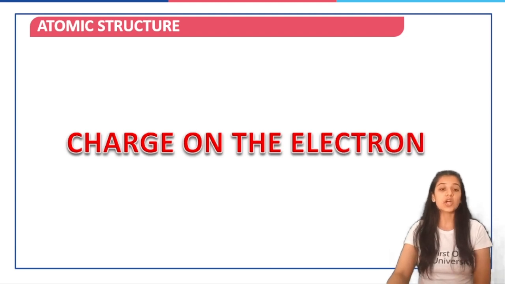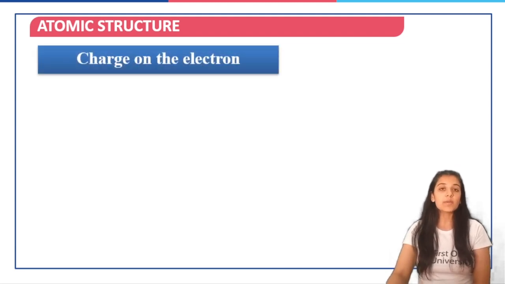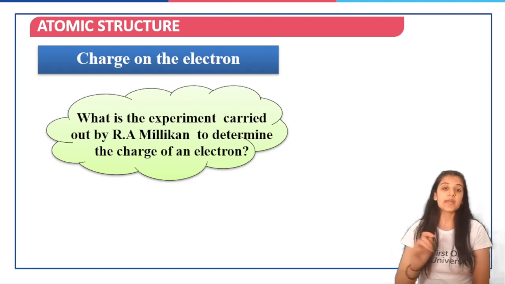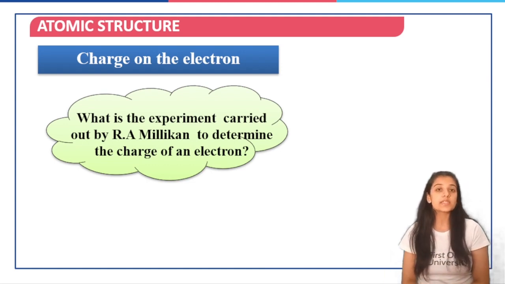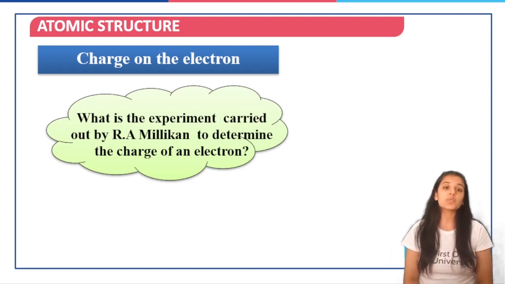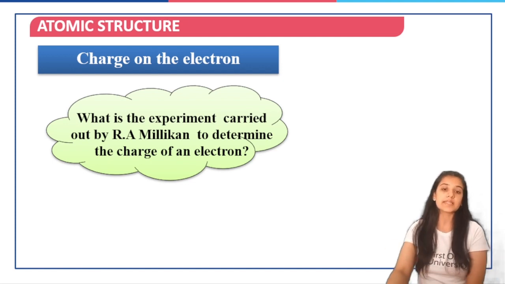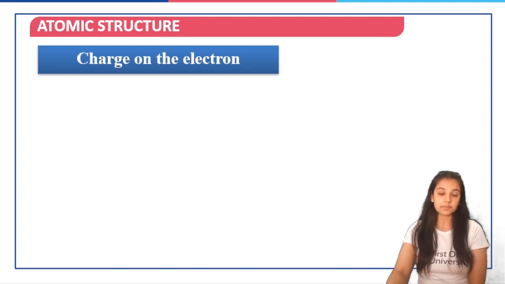Next is the charge on the electron. Now, when I talk about the charge on the electron, the experiment that was carried out to determine the amount of charge on the electron was carried out by the scientist R.A. Millikan.